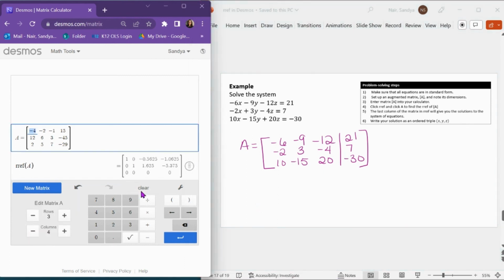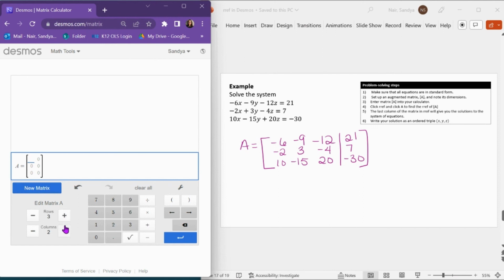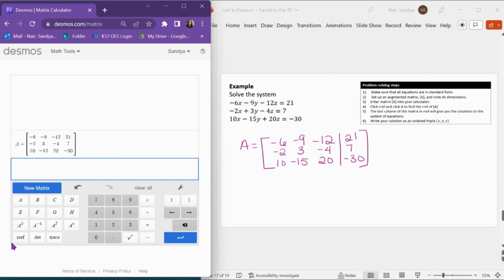Okay, so now let's go to our calculator. And so we do new matrix and then 3 rows, 4 columns. And let's type in these values now. So -6, -9, -12, 21, -2, 3, -4, and 7. And then 10, -15, 20, and -30. Okay, so we click enter, and then you click rref and then choose A.